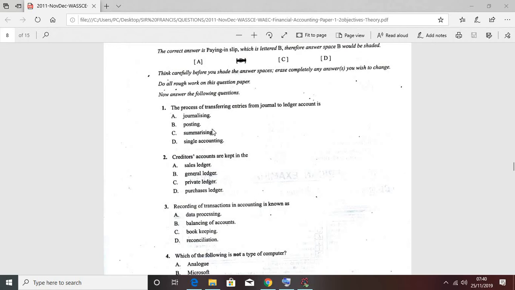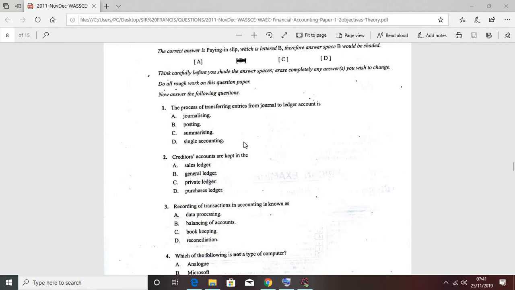Posting means transferring individual accounts from the day books or the journal entry to their respective accounts in the various ledgers. The day book is the primary book in which accounting transactions are recorded first. After recording them, you should post them to their individual accounts in the ledgers. So we can see that option B fits the definition for the process of transferring entries from the journal to the ledger account.